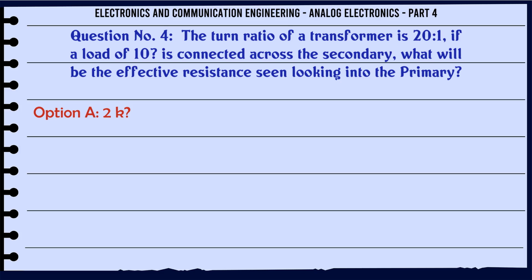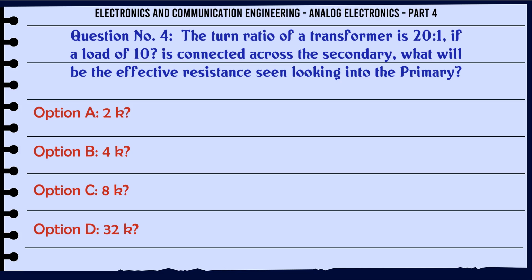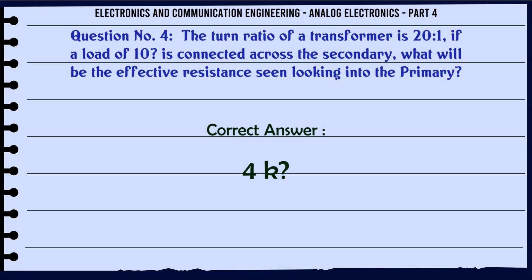The turns ratio of a transformer is 2:1. If a load of 1 kΩ is connected across the secondary, what will be the effective resistance seen looking into the primary? A. 2K, B. 4K, C. 8K, D. 32K. The correct answer is 4K.